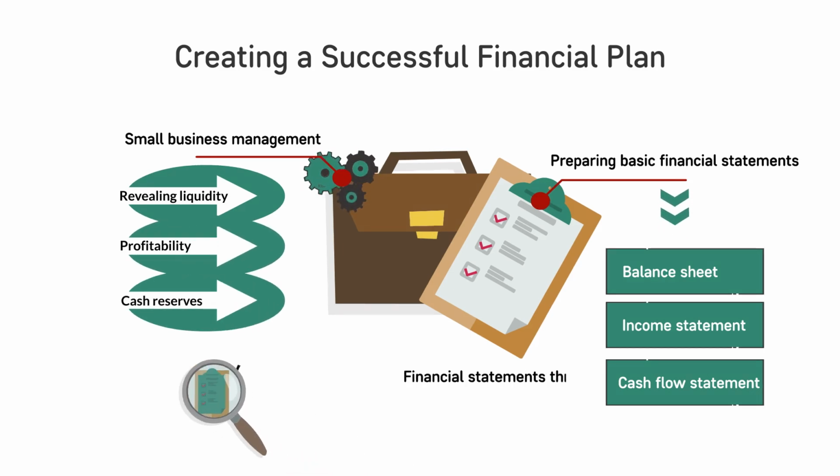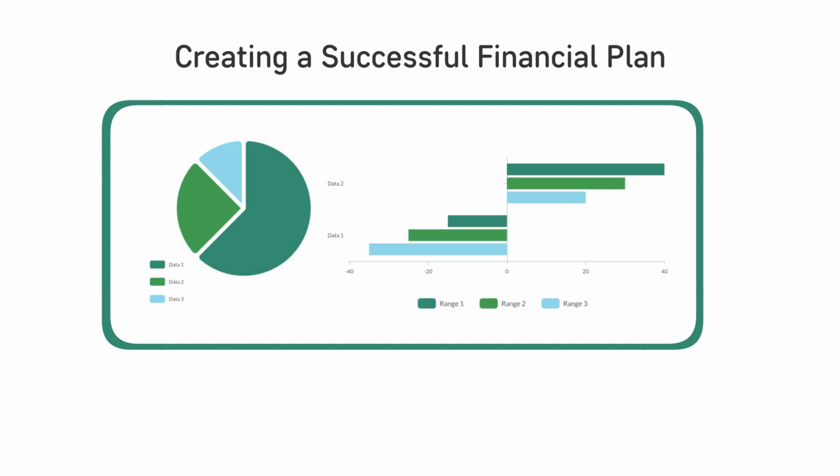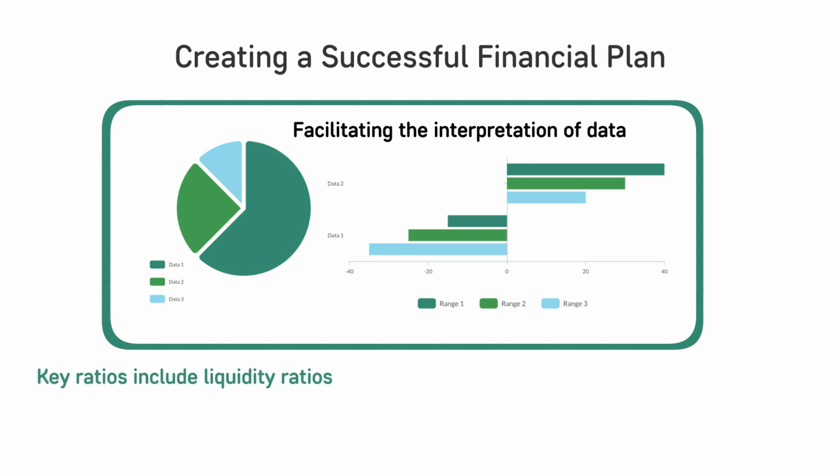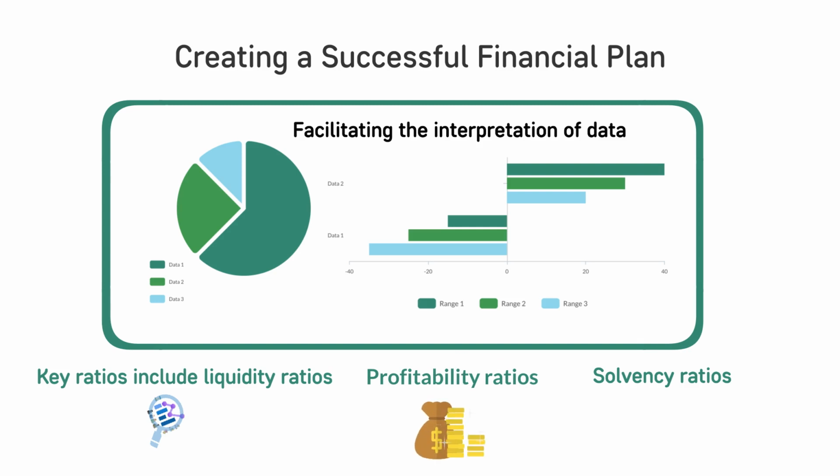Now let's delve into the crux of financial statements through the lens of ratio analysis. Ratios distill complex financial information into simple indices, facilitating the interpretation of data. Key ratios include liquidity ratios, which measure the ability to meet short-term obligations, profitability ratios, which assess the ability to generate earnings, and solvency ratios, which evaluate long-term financial stability.